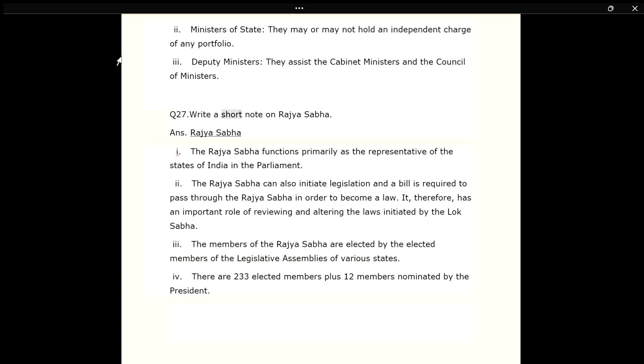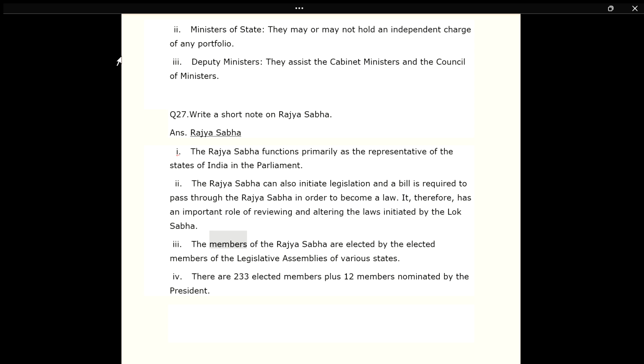Q27. Write a short note on Rajya Sabha. Ans. Rajya Sabha. 1. The Rajya Sabha functions primarily as the representative of the states of India in the Parliament. 2. The Rajya Sabha can also initiate legislation, and a bill is required to pass through the Rajya Sabha in order to become a law. It, therefore, has an important role of reviewing and altering the laws initiated by the Lok Sabha.